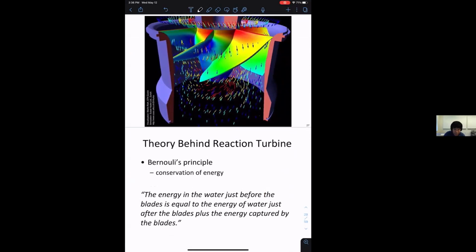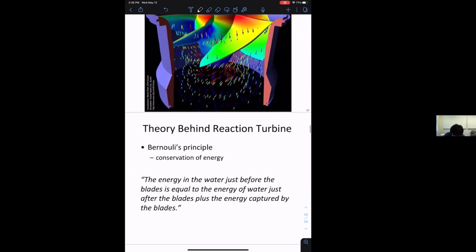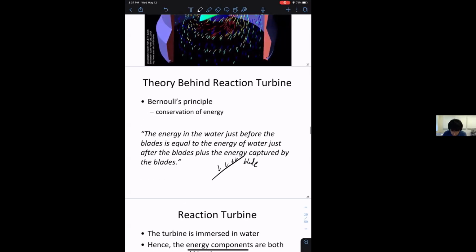Even though you have this sort of complicated dynamics of water flowing past the turbine, flowing past the blades, the idea is still that if this is your blade of the turbine, then the energy coming before the blade is divided into the energy captured by the blade and the energy of the water past the blade. So this is our conservation of energy. And here for reaction, we're going to assume that the turbine is entirely immersed in water.